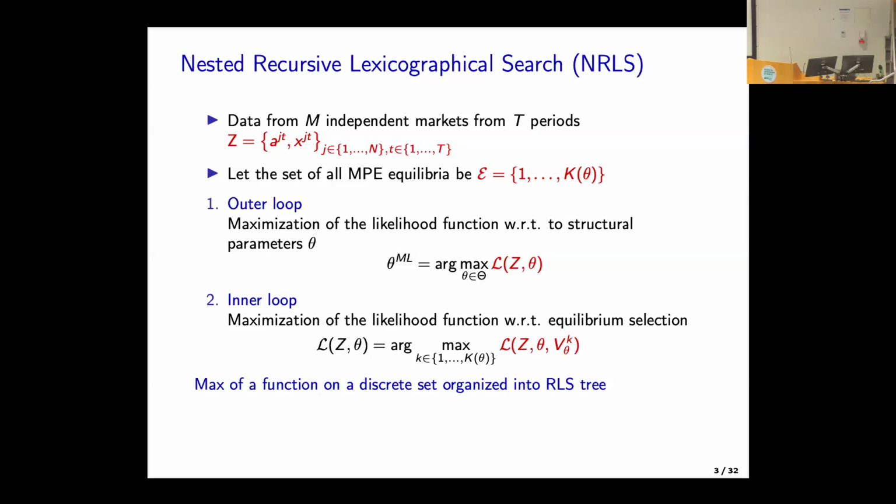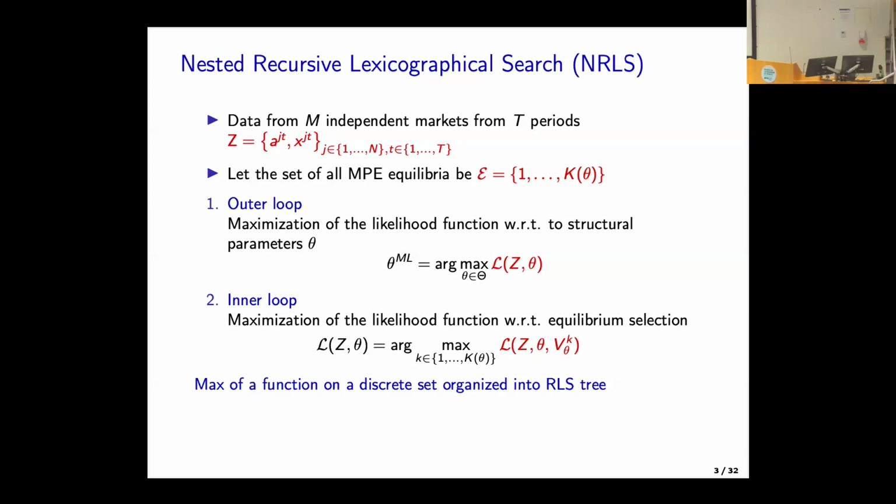At the true value of the parameter, or at any value of the parameters, there's going to be a set of equilibria that we will denote E, curly E. This curly E is really dependent on theta, right? As we just saw in the movies, for different values of the parameters, the set of equilibria is going to change.